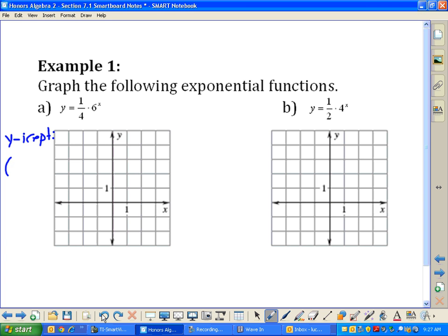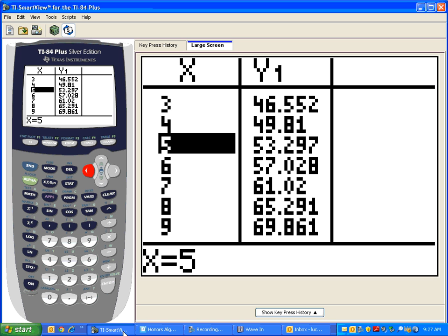That looks a little weird. There we go. And you would graph that point as (0, 0.25), so right there. It's a good idea to label it. And we know that this graph is going to increase. So now we have to go to our calculator just to get a couple of other points.